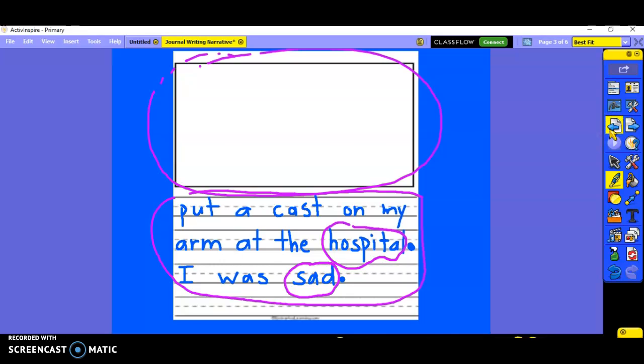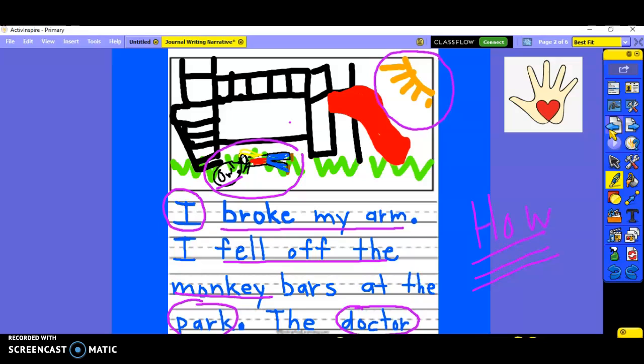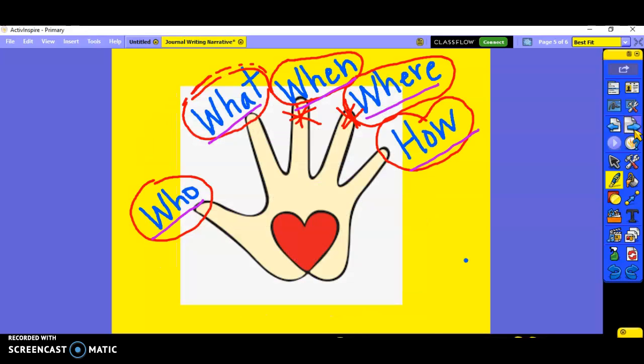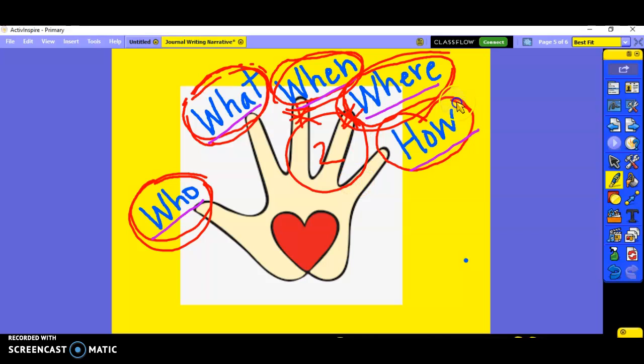I cannot wait to read your writings about the time that you broke something. Now, during the week, you're going to be writing more narrative stories. Don't forget to include in your stories, let's go back over those important details. Let's go to our helping hand. And let's read those one more time. Who, what, when, where. Remember, those two make your setting, and your how. Remember, your how should include your feelings. That's right. Your how needs to include your feelings.